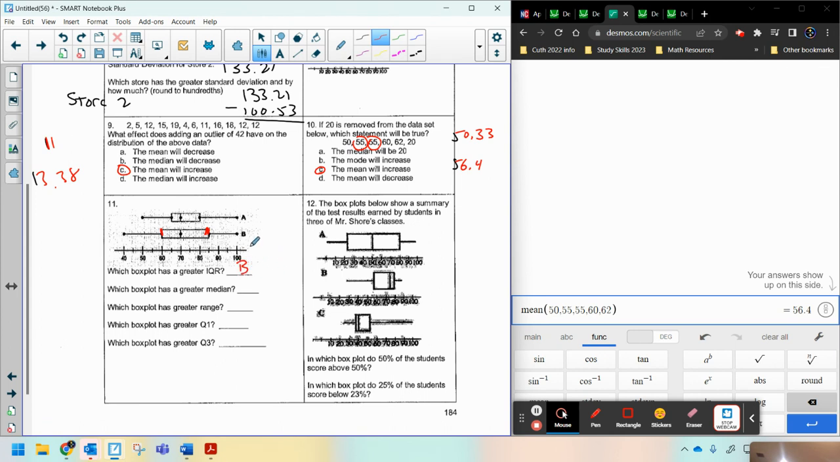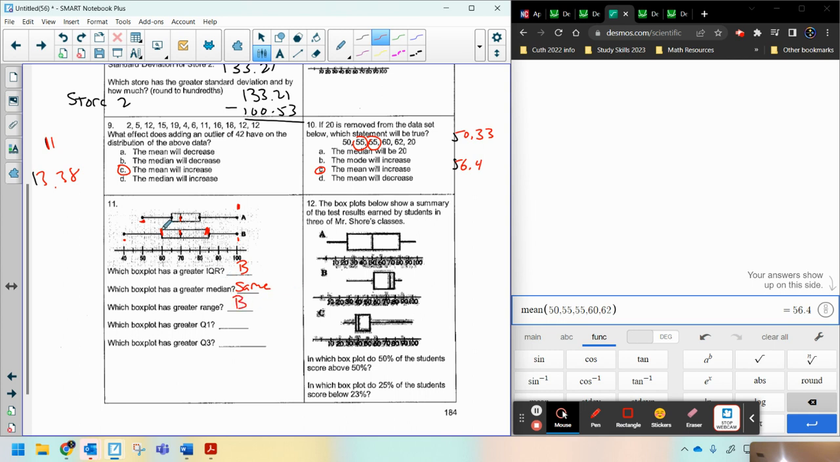Which has the greater median? Ooh, the median is right here and right here. Same. It's not A or B. The greater range. That's the biggest number minus the smallest. Okay, that's the maximum right here minus the minimum right here. So which one is going to be the greatest? Well, A is going to be 100 minus 50, and B is going to be 100 minus 40. So that's going to be B, the greater range.